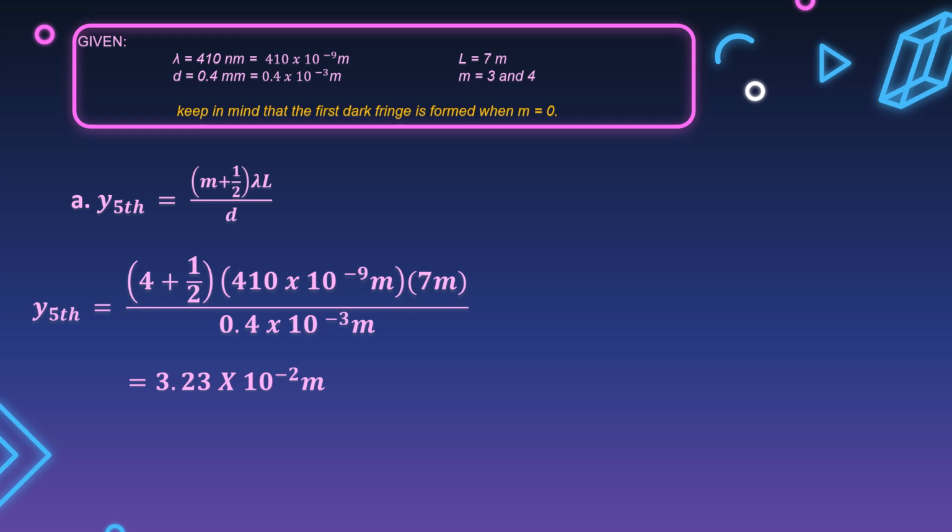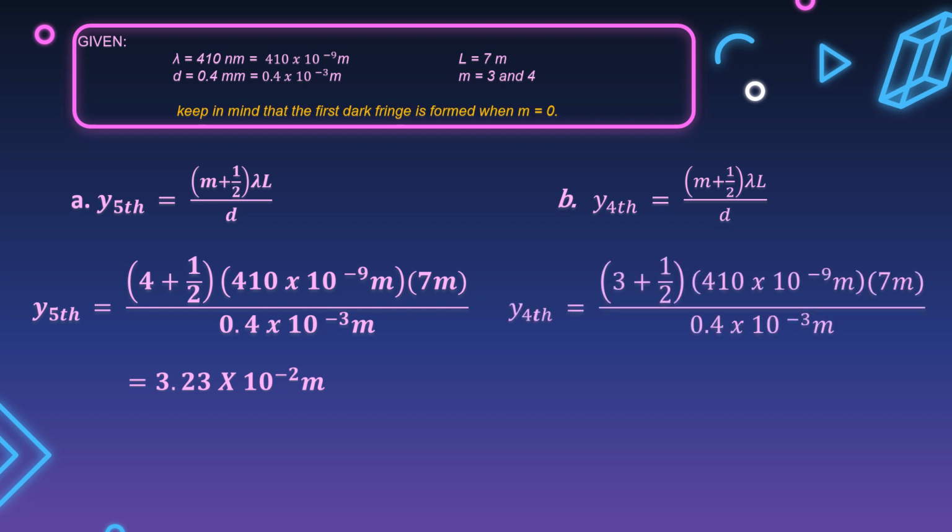Okay, next, let's identify the distance between the central bright fringe and the fourth dark fringe. So y fourth, using the formula again, let's substitute the givens. Y fourth is equal to 3 plus 1/2 multiplied by 410 times 10 raised to negative 9 meters multiplied by 7 meters all over 0.4 times 10 raised to negative 3 meters. Use your calculator and we'll end up with this answer, 2.51 times 10 raised to negative 2 meters.